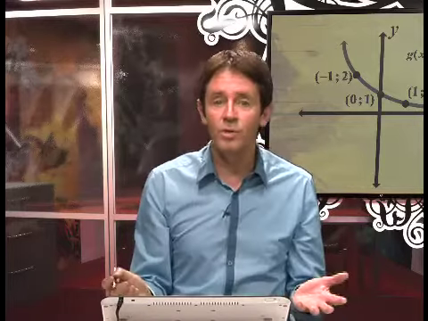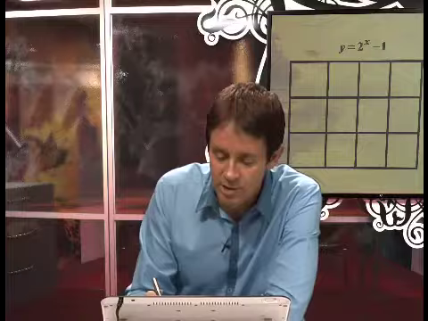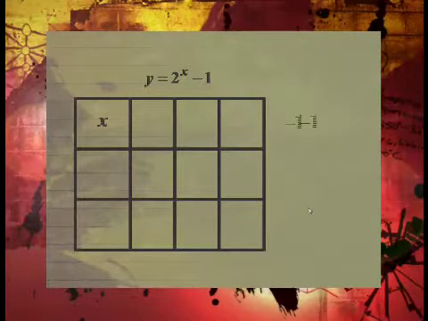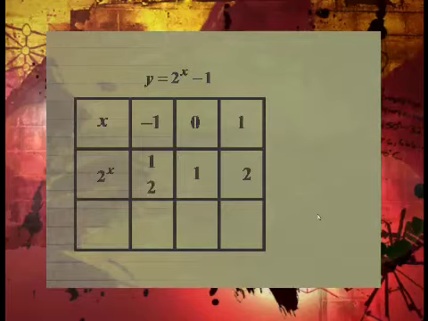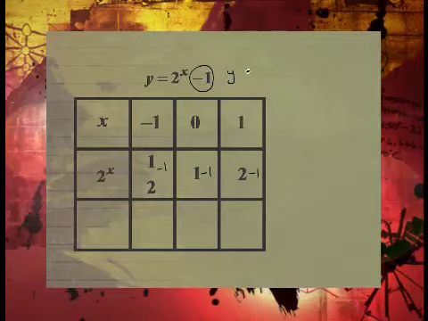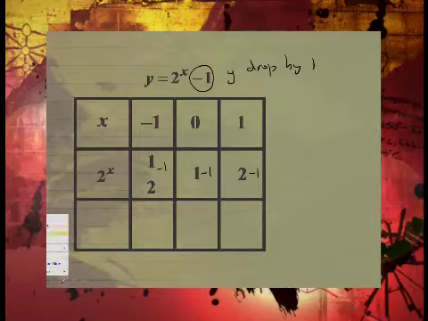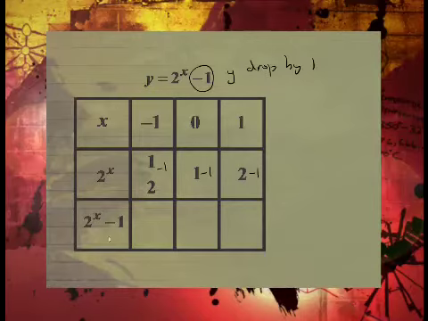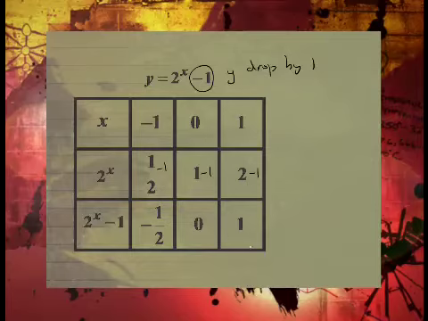All right, now what do we do if we move these up and down? Let's start off with our graph here. We're taking our x values again. We've taken the basic graph, and we've already worked out the y values. Now when you drop it by 1, you're subtracting 1 from the y values. That is so important. So a half minus 1 is minus a half, 1 minus 1 is 0, and 2 minus 1 is going to be 1.